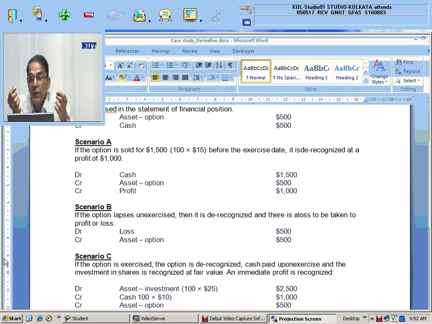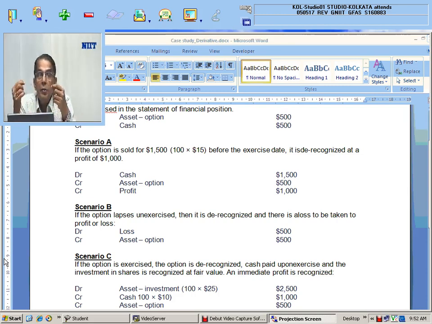Now, ABPLC has a right to buy under the option contract 100 shares of CDPLC at $10 per share. Something you have a right to buy at $10 is selling in the market at $25. So it is to your advantage now. You can buy something at $10 which is selling in the market at $25. Will you exercise or not exercise?